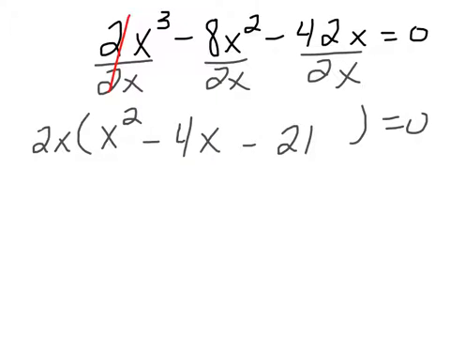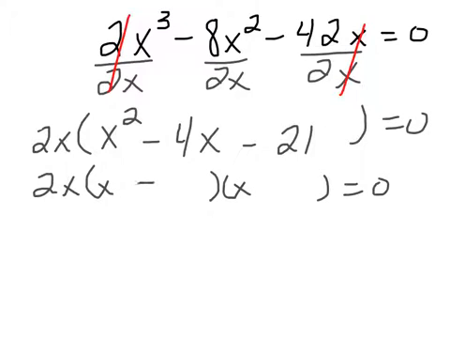Reminder that my x's cancel here. 42 divided by 2 is 21. I see that I have a trinomial inside still, so I'm going to say 2x, and now I'm going to do 2 parentheses, because I can keep factoring. X and x, a minus and a plus. What times what gives me 21, subtracts to give me 4, and that is 7 and 3. I now have something that I can go ahead and tee up. I'm done factoring.